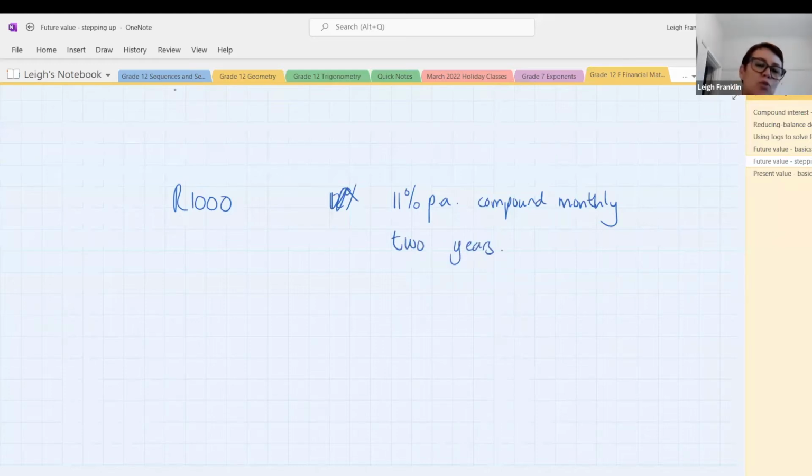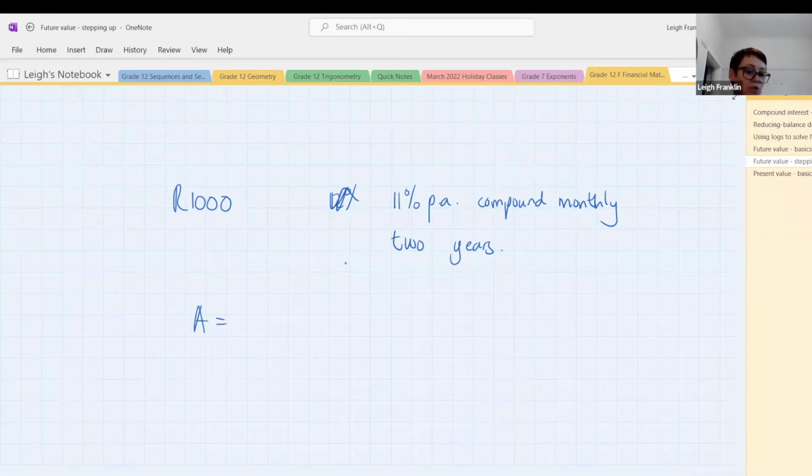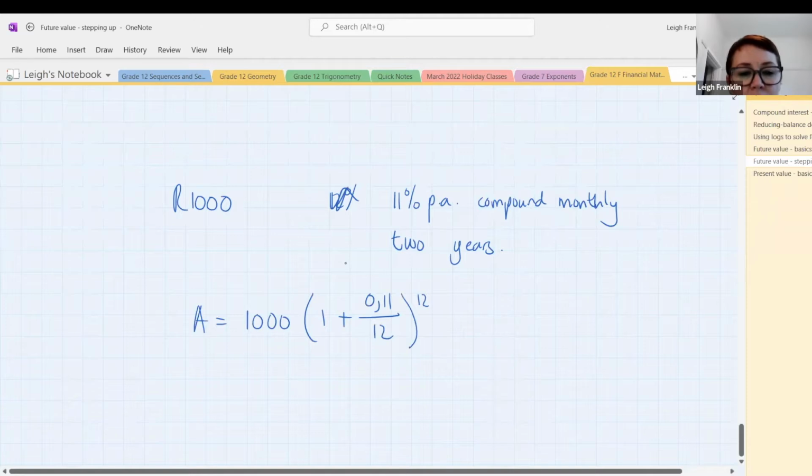So if we now wanted to work out how much money Neliswa had in 2 years' time, yeah, L'Oreal, you can ask your question in 2 seconds. I just want to do this first. We would say A equals, because there's no regular payments, 1,000 Rand goes into the account. It grows at an interest rate of 11% per annum, compounded monthly. And then what do I do over here? I take my 12 and I times it by 2.